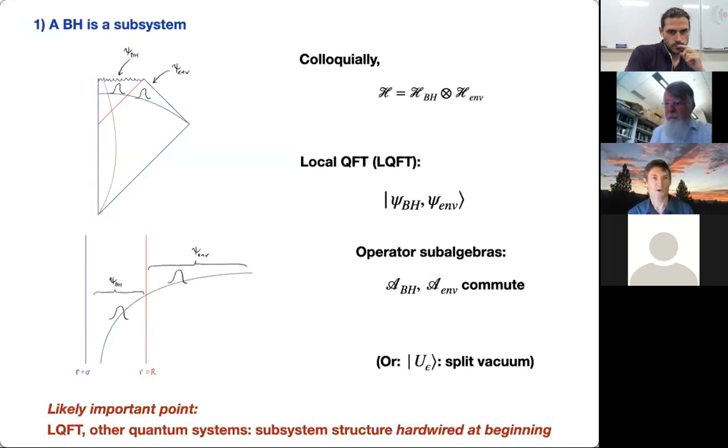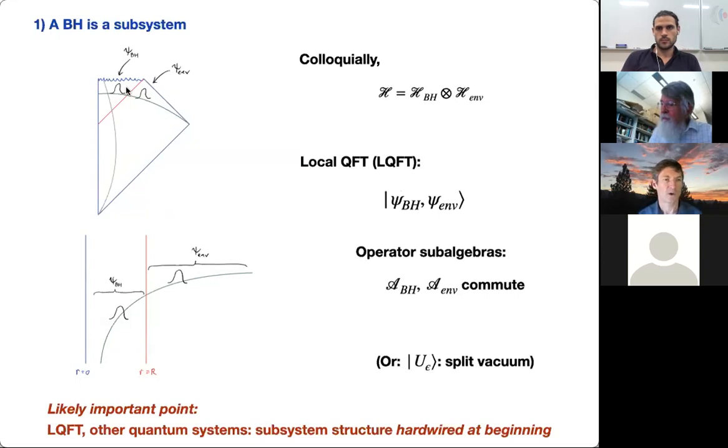So first, a black hole is a subsystem. Well, in a lot of the literature in recent years, colloquially, a subsystem has been described by just saying that the Hilbert space factorizes into a product of the black hole part of the Hilbert space and the environment, the rest of the universe. However, in local quantum field theory, that kind of factorization can be rather problematic. One way of saying it is due to the type 3 property. So let's be a little bit more careful.